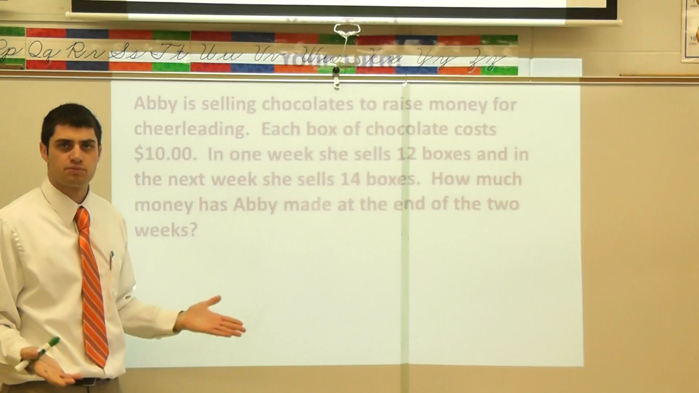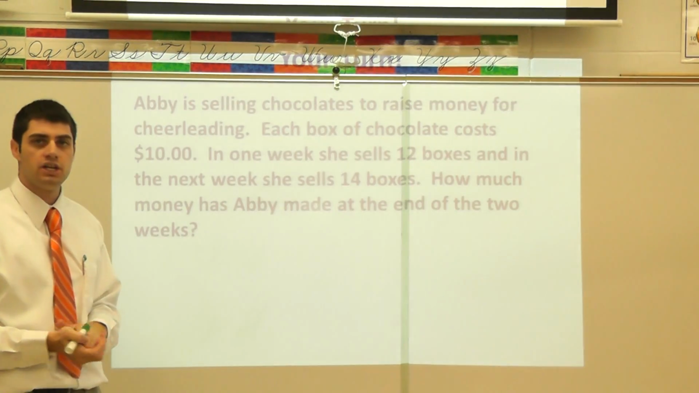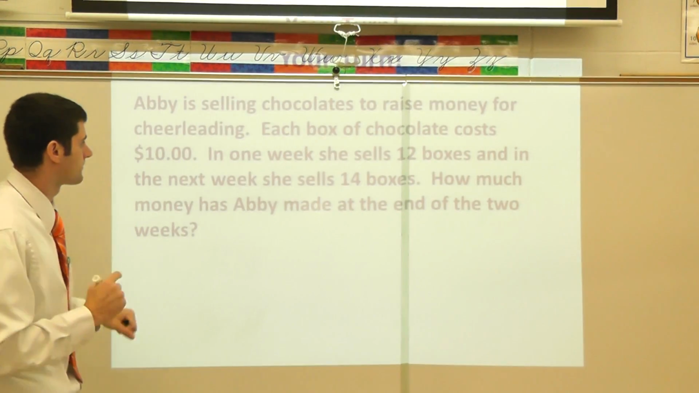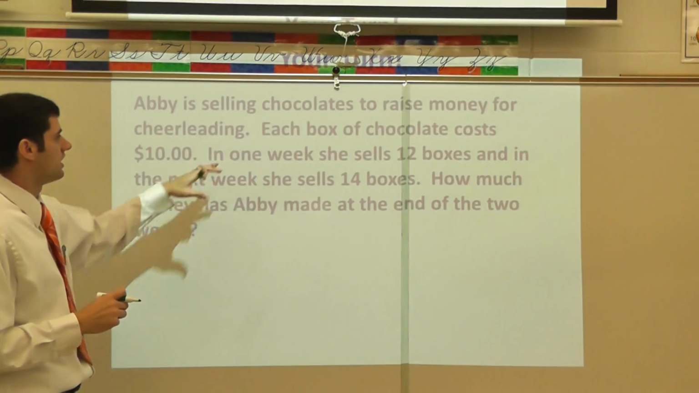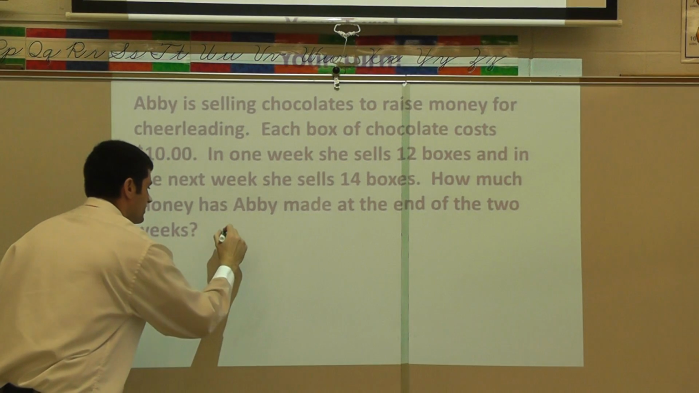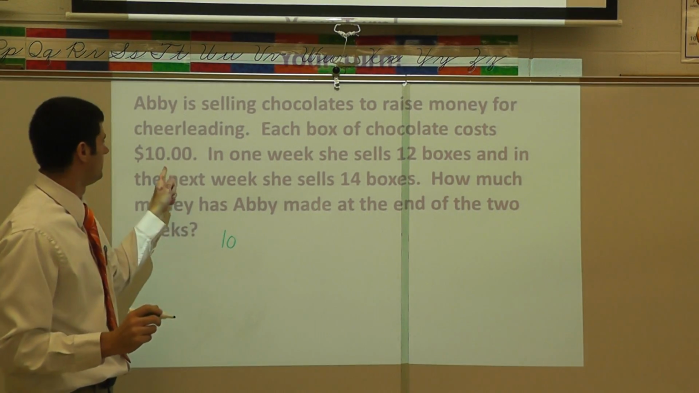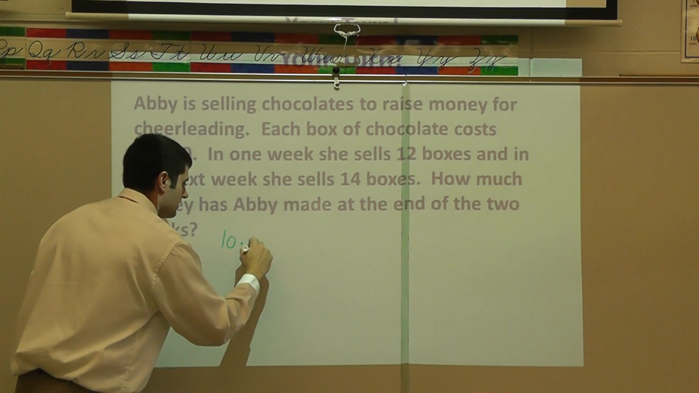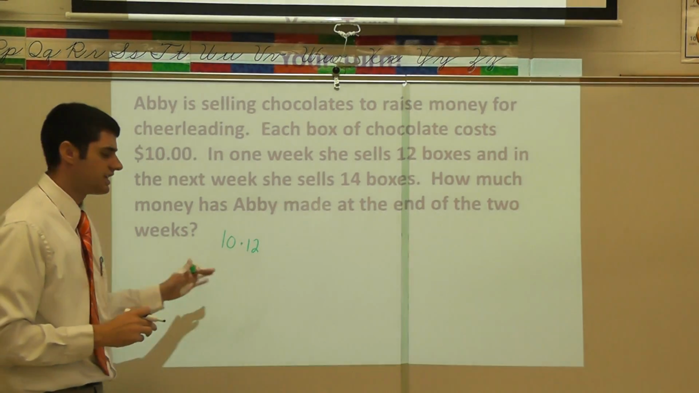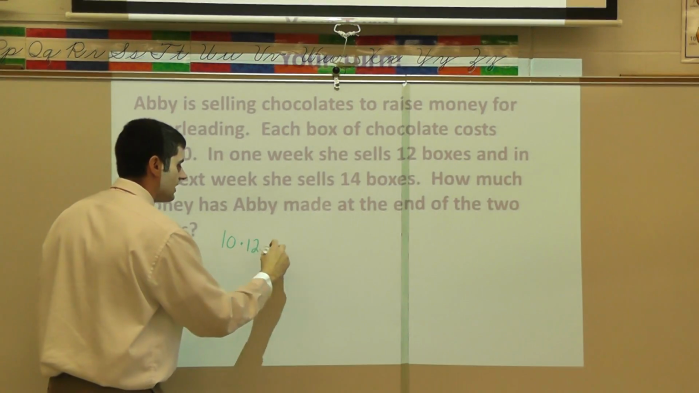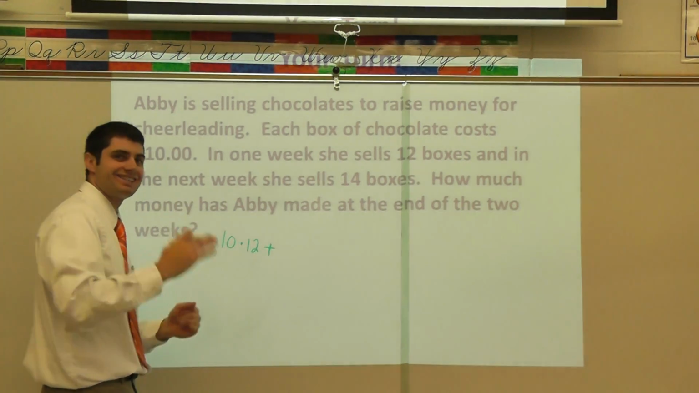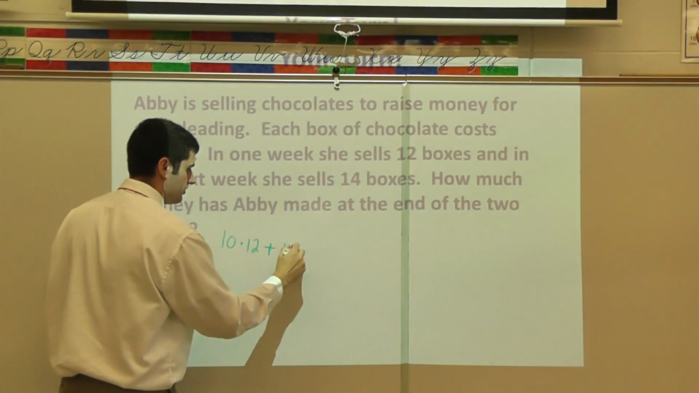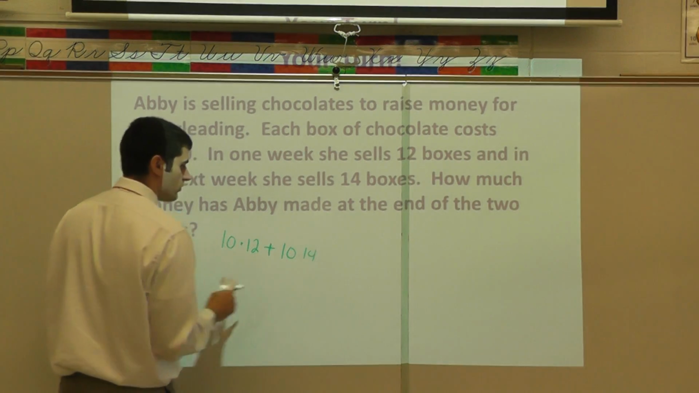And then what do I want to know in this problem? Well, I want to know how much money she has raised at the end of the 2 weeks. Let's take a look. All right, so I know that there's 2 weeks, and each one costs $10. Well, in week 1, it's $10. She sells 12 boxes, so I know I have to multiply 10 times 12 because there's $10 for the 12 boxes. Plus, because now she has another week, I'm adding in a second week. In her second week, she sells 14 boxes. I need to do 10 times 14.